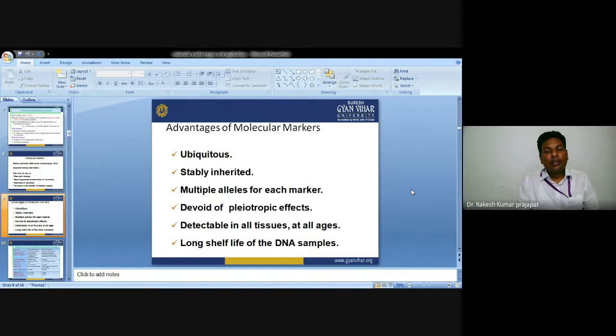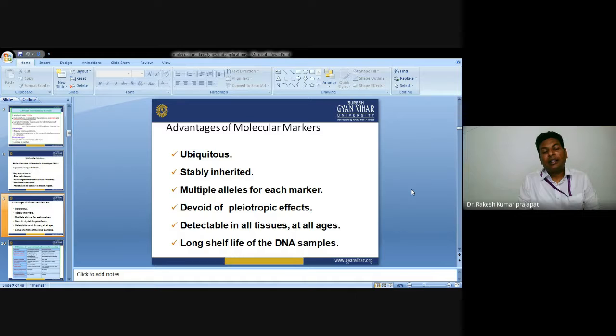They are detectable in all tissues at all stages, because the same genetic material is present in all the tissues, all the somatic cells and gametic cells, at all stages of the plant. Whether a gene is expressing at a particular stage or not is a different issue. But the markers are present every time, in each and every tissue, at all growing stages of the plant. That is one of the most important advantages of molecular markers: they are present throughout the genome and in all tissues at all stages of growth.